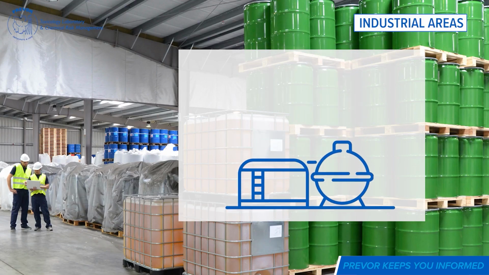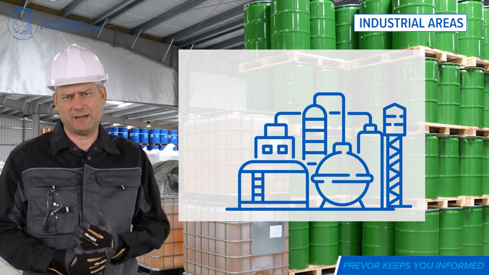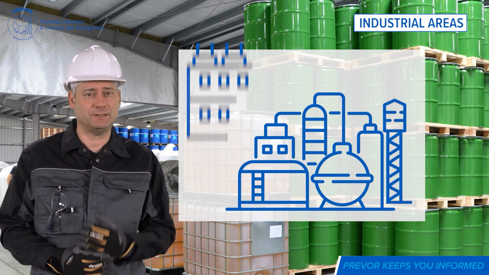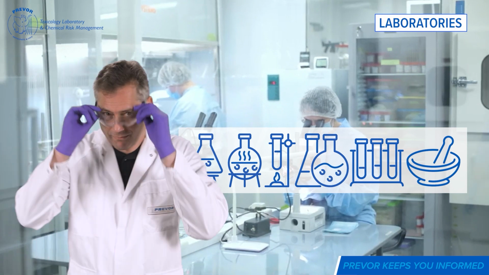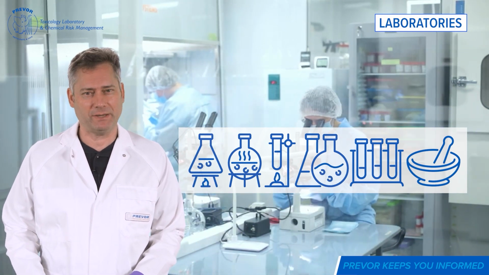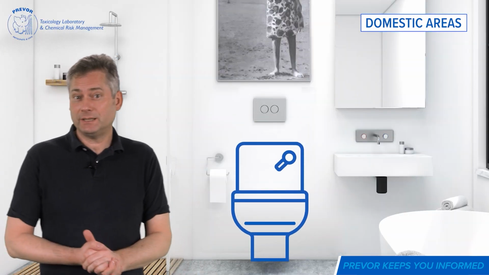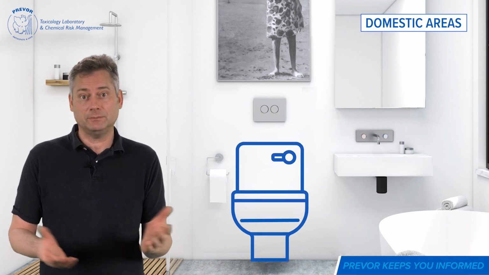There are three kinds of risk areas. First, industrial areas. For example, storage, production, unloading, or maintenance areas. Then laboratories, where people handle a wide range of chemical products. And eventually at domestic level with household products such as de-stop cement or lime.